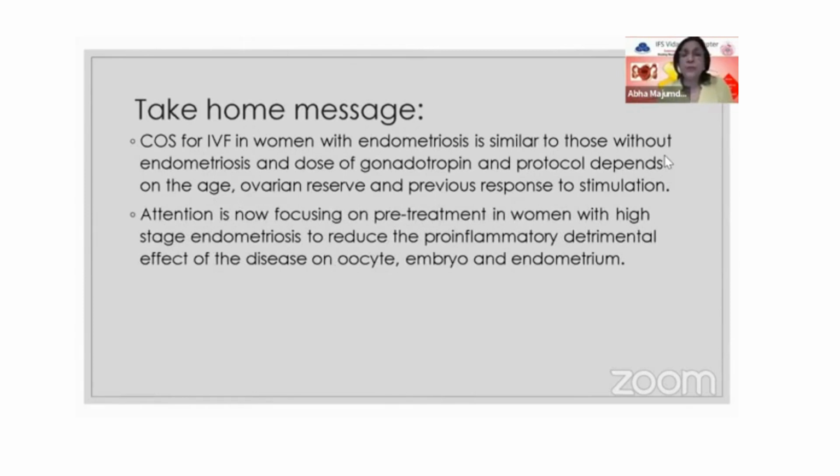Attention is now focusing on pre-treatment in women with high-stage endometriosis to reduce the pro-inflammatory detrimental effect of the disease on oocyte, embryo, and endometrium. And if you remember your basics, in stage 1 and 2 of endometriosis, downregulation was never recommended. When IUI cycles were planned also, we just said stimulate the ovary and do IUI, but downregulation was never recommended. So here also attention has to be focused on high stage endometriosis to reduce the effect of pro-inflammatory secretions of endometriosis, which is detrimental to the oocyte and hence the embryo and the endometrium.